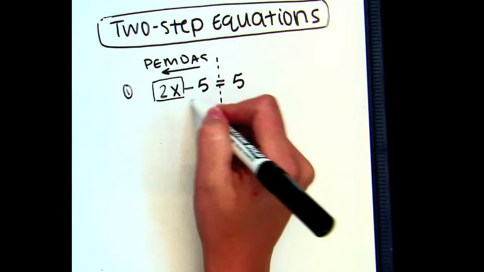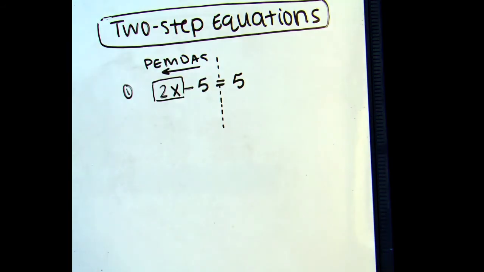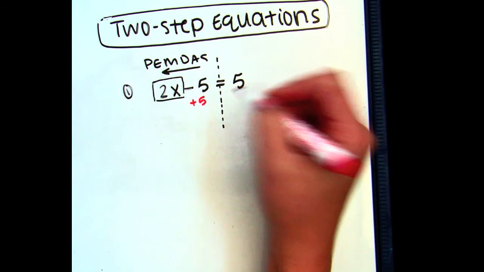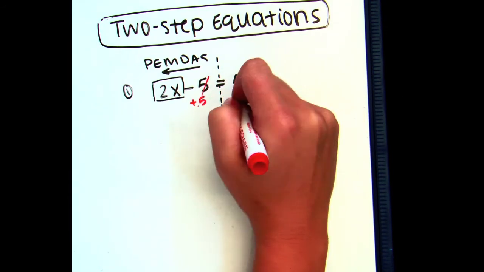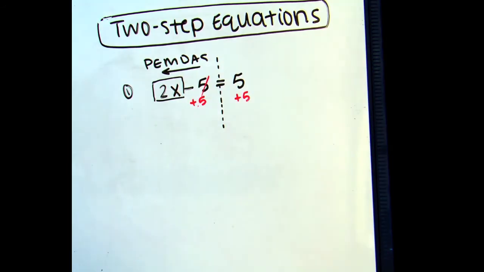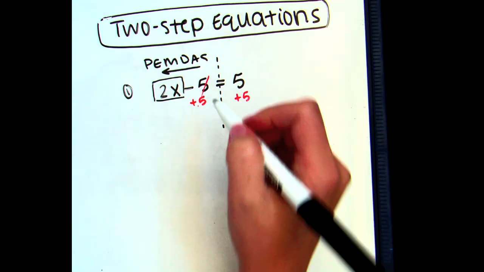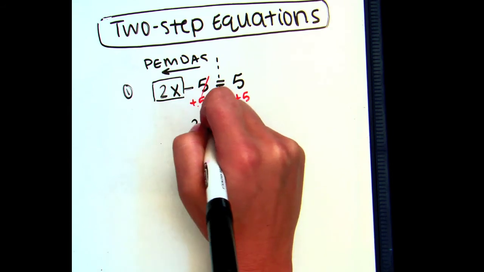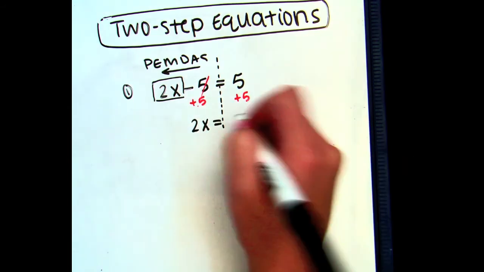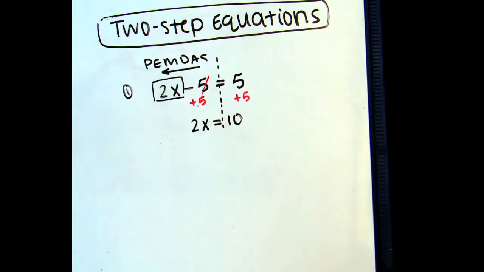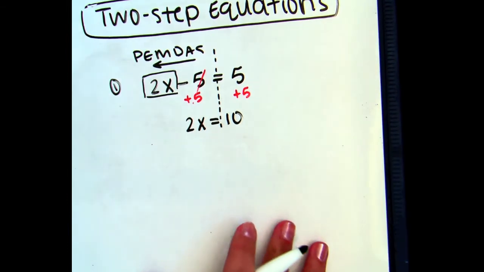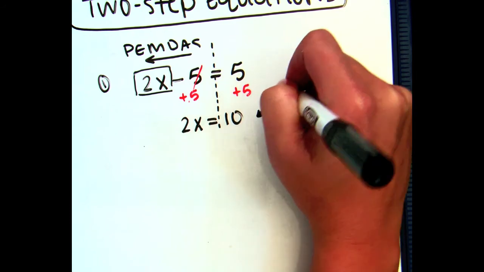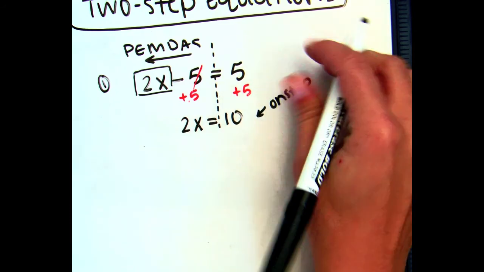So to get rid of this minus 5, we have to take the opposite. The only way to zero him out is to add a 5. And if you add a 5 to one side, you have to add it to the other to keep it even. So now this is 0, so all we have left on the left side is a 2x. And on the right side, we have 5 plus 5, which is 10. Now you have a one-step equation. I spelled one step wrong.